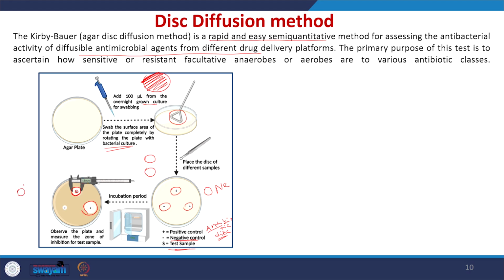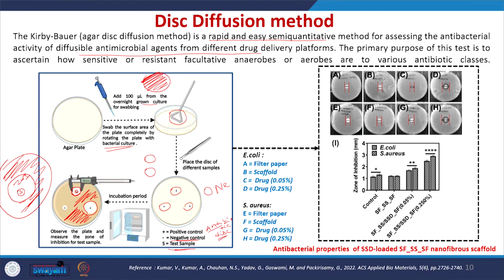For example, this is your sample, and in the surrounding there is no bacterial growth, and whereas here there is a bacterial growth. So, this is called zone of inhibition. In this zone, it is not allowing the bacteria to grow. And by using this vernier caliper, we can also measure how many centimeters or millimeters it is inhibiting the growth of bacteria, and we can plot it.